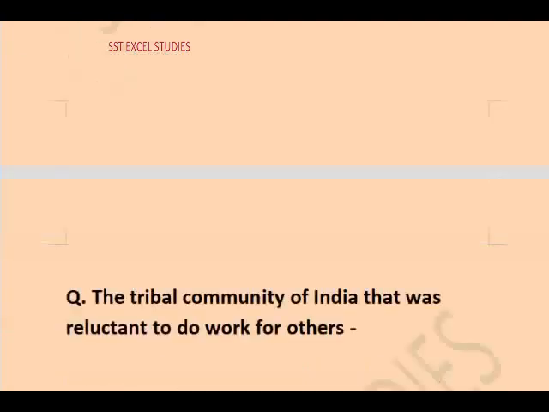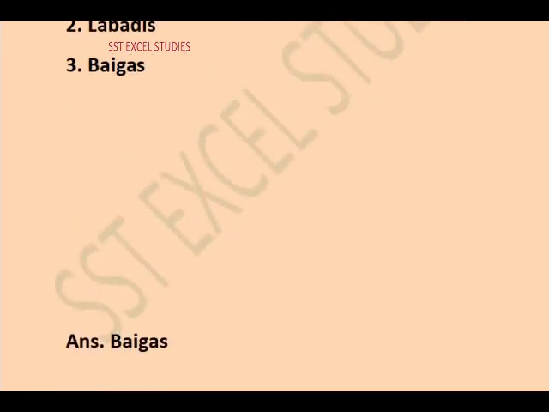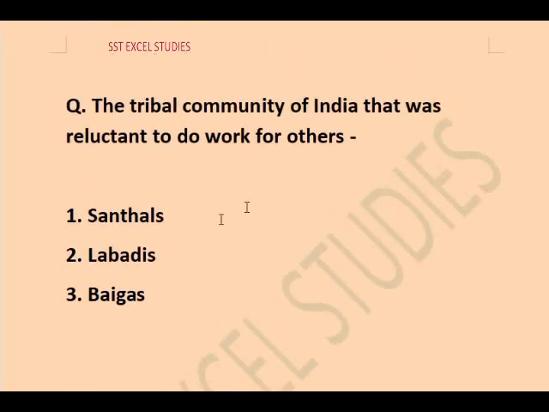Next question is: the tribal community of India that was reluctant to do work for others. Options are Santals, Labadis, or Begas. Answer is Begas. Begas was the tribal community which was reluctant to work for others. They felt it was against their dignity.